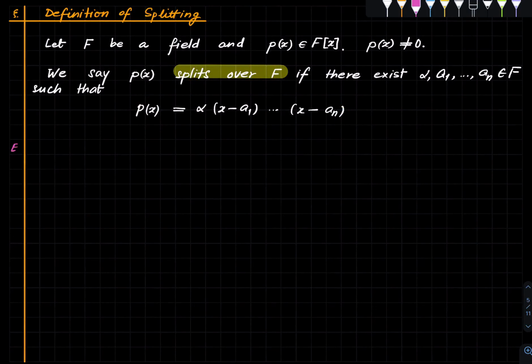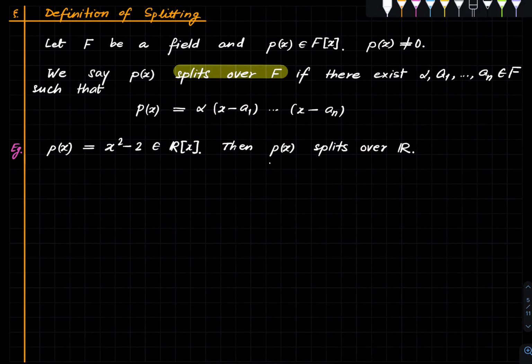So let's say p(x) is equal to x squared minus 2, and this is a polynomial over R. Then p(x) splits over R, because x squared minus 2 is equal to (x minus root 2) times (x plus root 2).